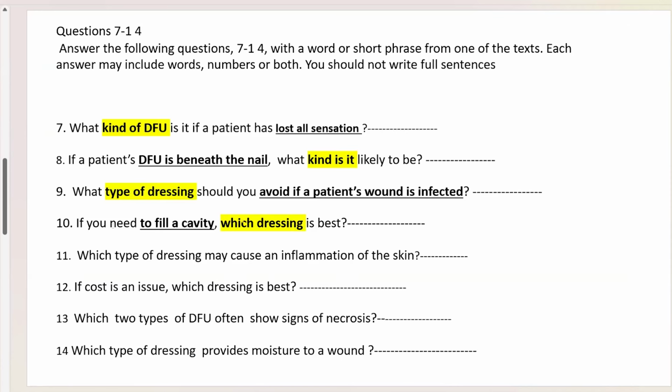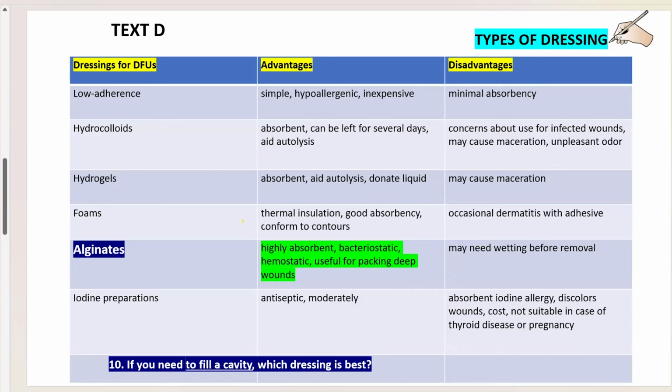Next one, it is very easy. If you need to fill a cavity, which dressing is best? Again, they're asking which dressing, so it will be in text D. Now, "fill a cavity" is the key phrase here, so search in text D. That means it will be in the advantages. "Absorption, bacteriostatic, hemostatic, useful for packing deep wounds." Instead of "fill a cavity", they have used the phrase "packing deep wounds". Both mean the same, but the words used are different. So what will be your answer?